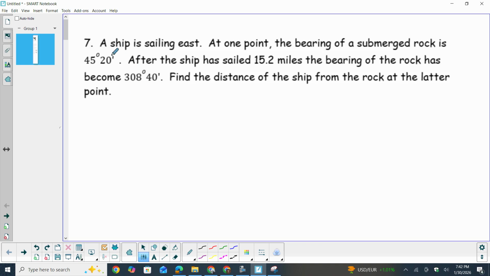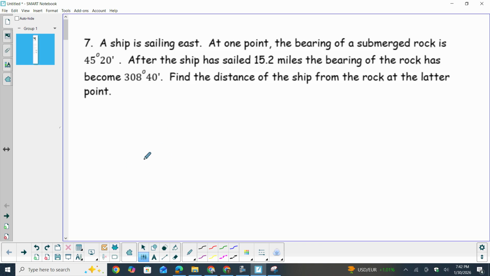So a ship sails due east. So a ship is sailing from the west to the east, left to right on our screen. At one point, the bearing of a submerged rock, so bearing from due north, clockwise, is 45 degrees. So the ship is sitting down here, due north is this way, 45 degrees. The rock's over here somewhere.